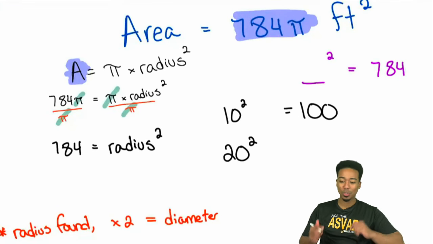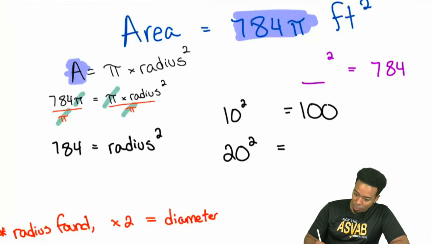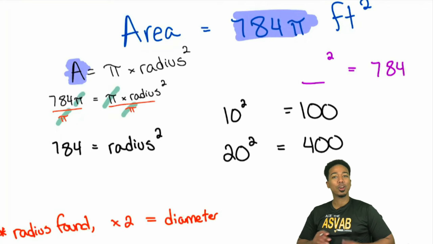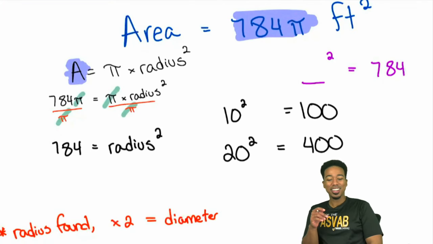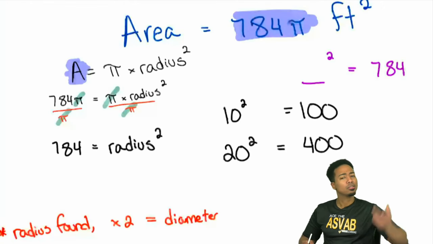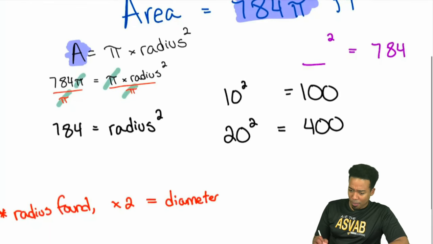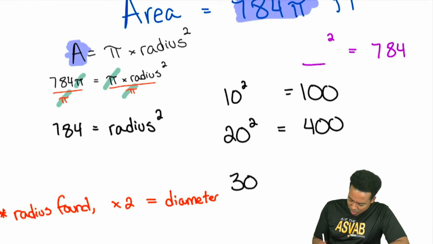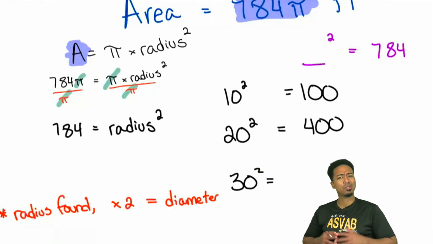400, right? 20 times 20, that is 400. Thanks for spamming 400. I really appreciate that. I love your excitement. So with that, next up, are we still anywhere near 784? Nah, let's try 30. My party people, 30 squared. What's that going to be? That's not terrible, right? What's 30 squared?